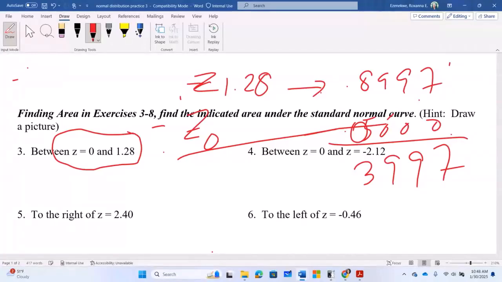So that's how to read the chart. It's not even difficult. If you want to read the chart, you don't have to. There are three things you can do: use your calculator, use the empirical rule, or read the chart.